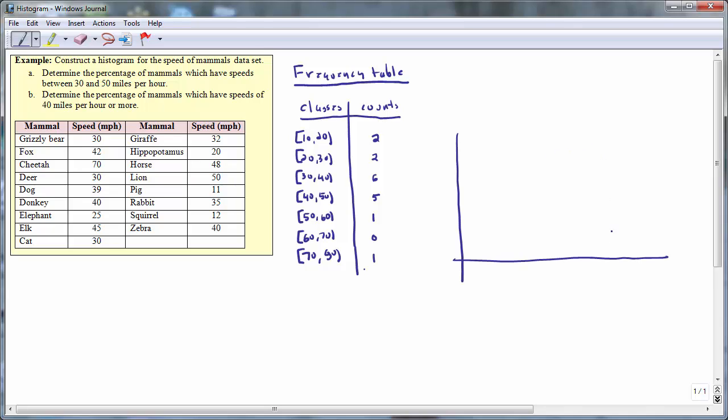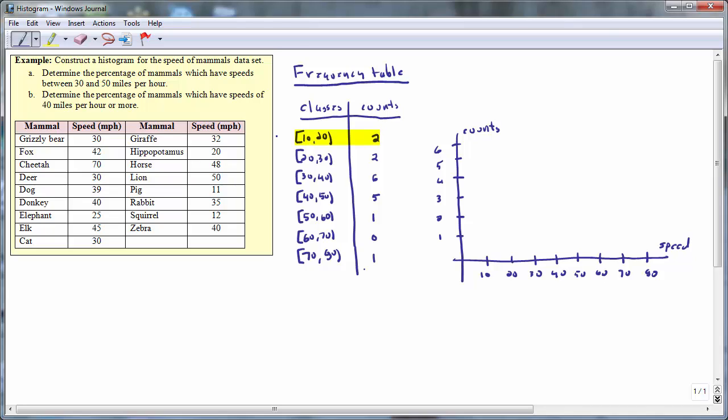To create the histogram, create a horizontal and a vertical axis. On the horizontal axis, I put the variable that we're studying, in this case speed. On the vertical axis, I'll always be putting the counts, or perhaps percentages. My speeds are going to start at 0 and then go out to 80. And my counts go from 1 to 6.